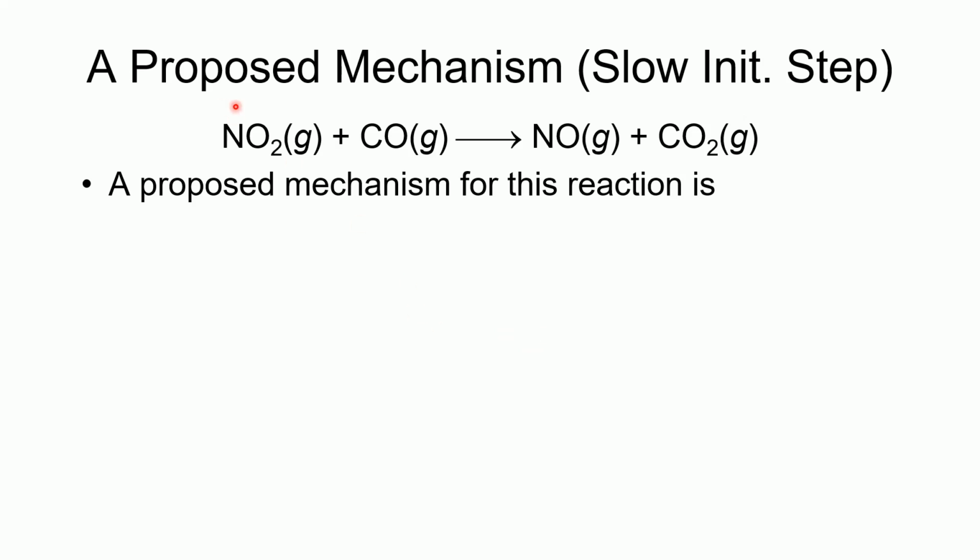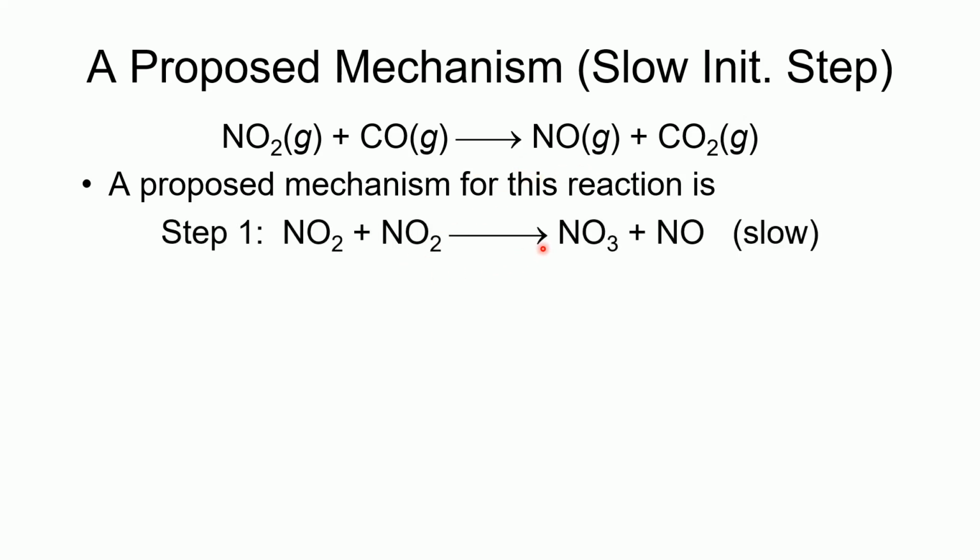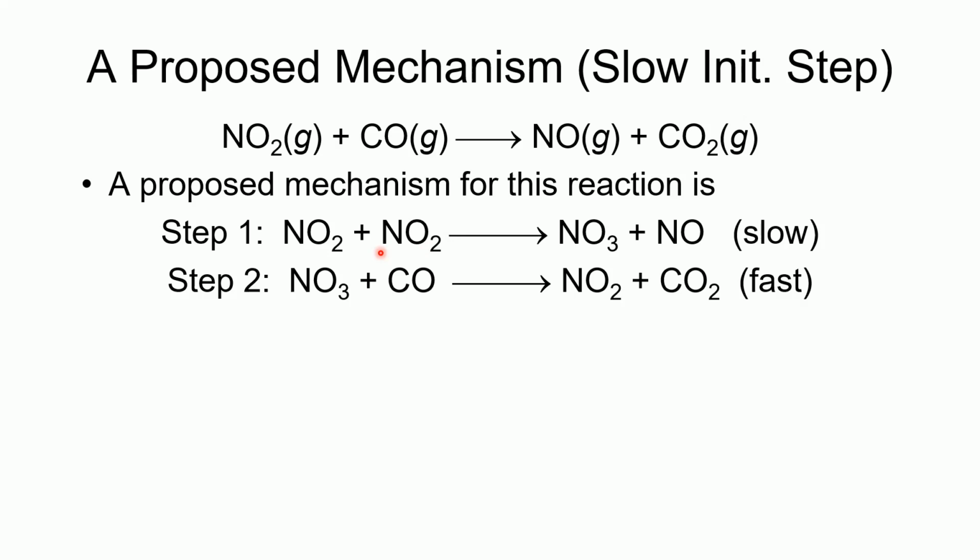All right, so again, I've rewritten the overall reaction so you can clearly see what the reactants and products are. Here is our first step, and in the first step we've got NO2 plus NO2 gives us NO3 plus NO, and you'll see that it says the word slow by it, indicating that that is our rate determining step. Our proposed second step is that NO3 reacts with CO to give us NO2 and CO2. Now, remember our requirements.